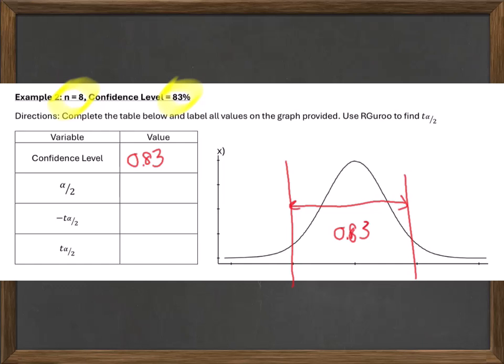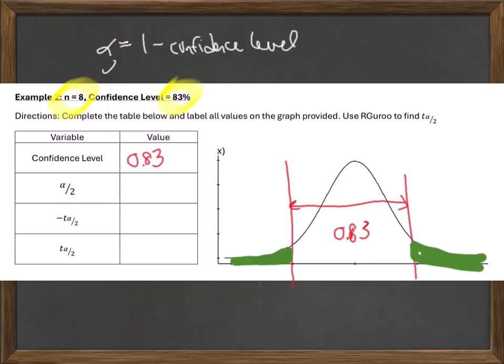Okay, so now the question is, what is the area in this tail and what's the area in this tail? So we know that the area in the two tails combined is alpha, and we know that the formula for alpha is 1 minus the confidence level. So alpha is going to be 1 minus 0.83, which is 0.17. So then we want not alpha, but alpha over 2. So we have 0.17 divided by 2, which is 0.085.